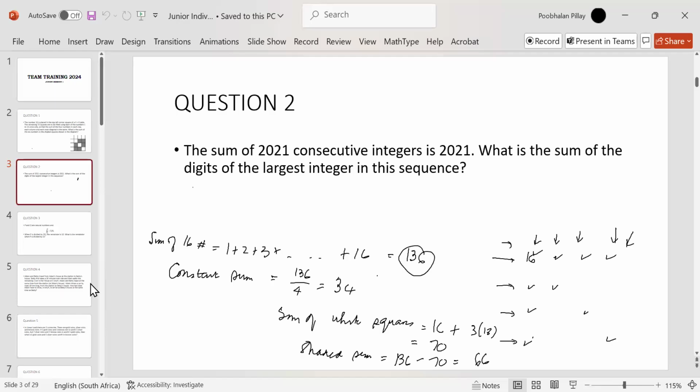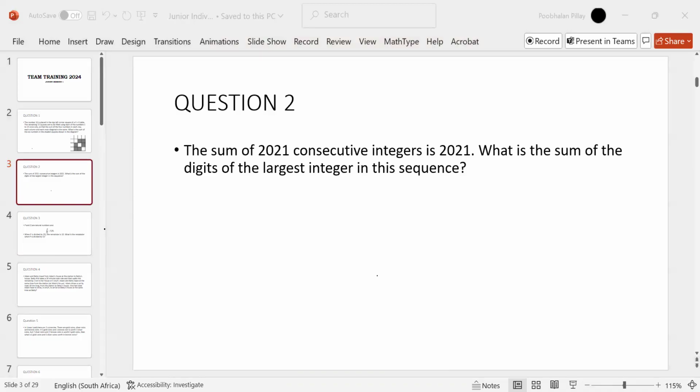Okay, we're going to get to the next question. This question says, the sum of 2021 consecutive integers is 2021. The question is, what is the sum of the digits of the largest integer in the sequence? So you've got 2021 consecutive integers, and what is the sum of the digits of the largest integer in all of these?